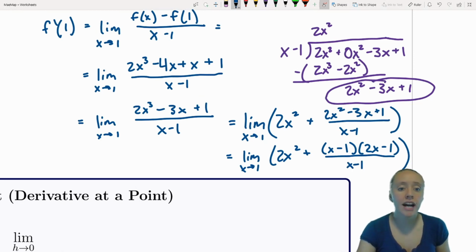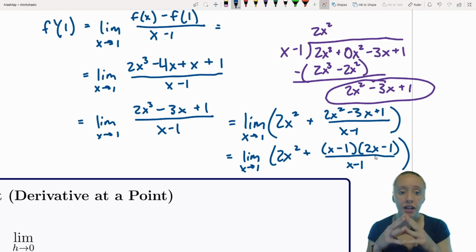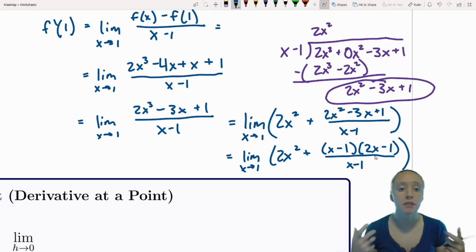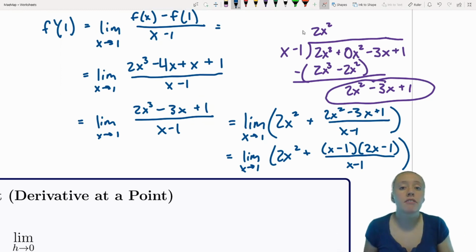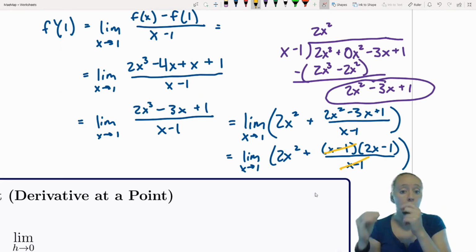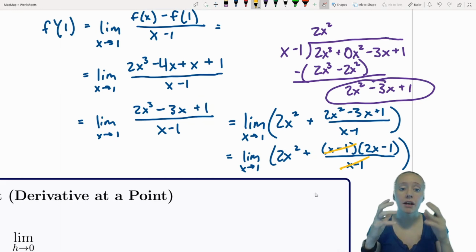Now, if you have trouble factoring that, I'm going to take a quick break directly after this problem and show you a factoring by grouping method. So feel free to skip over that if you knew exactly how to factor this. But look what happens, my x minus 1 cancels out. Now I'm able to plug 1 in everywhere in my limit.